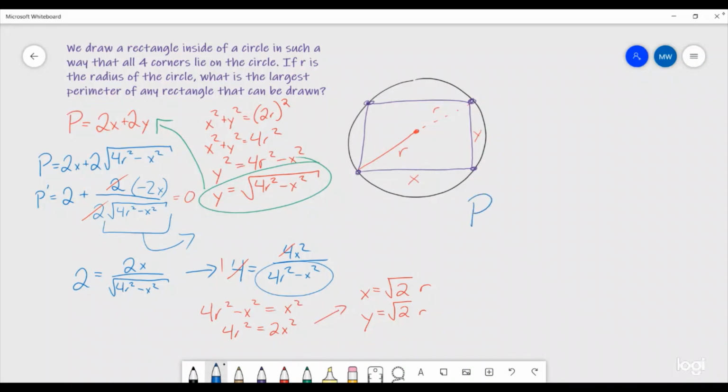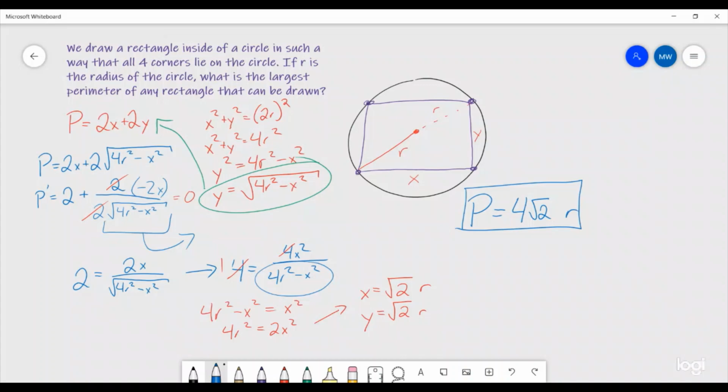So the largest perimeter is going to be 4 times the square root of 2, r. And that is going to be the maximum perimeter of any rectangle, which we actually just showed the largest perimeter has to be a square.